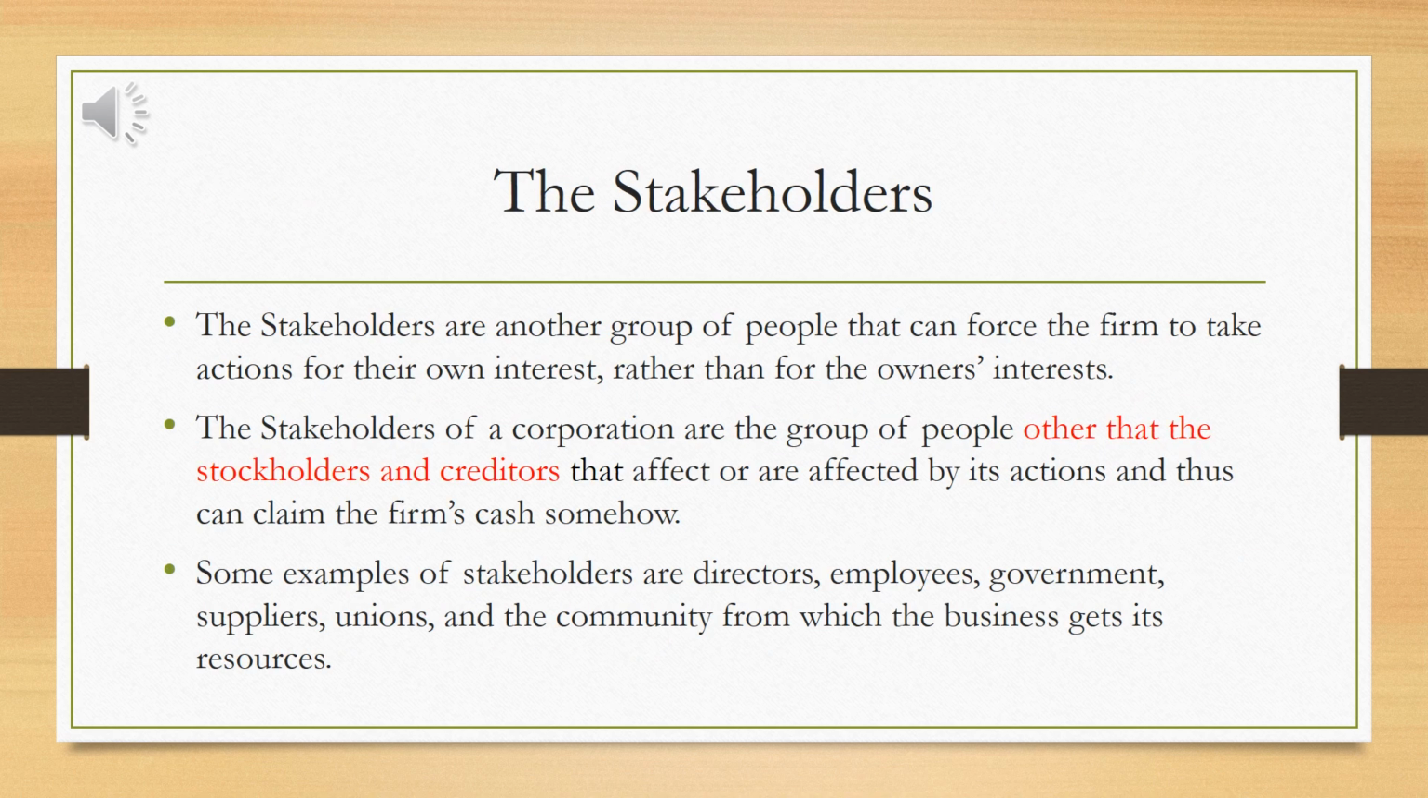The stakeholders are another group of people that can force the firm to take actions for their own interest rather than for the owners' interests. The stakeholders of a corporation are the group of people other than the stockholders and creditors that affect or are affected by its actions and thus can claim the firm's cash somehow. Some examples of stakeholders are directors, employees, government, suppliers, unions, and the community from which the business gets its resources.